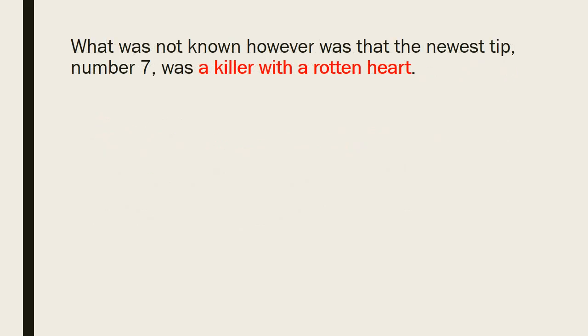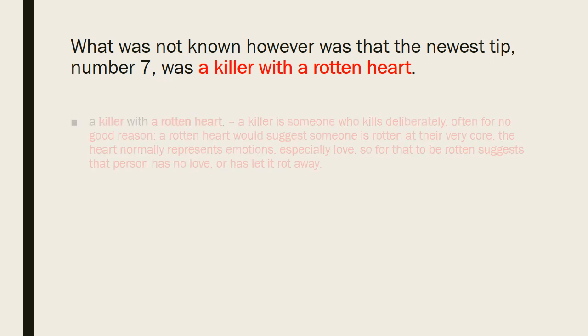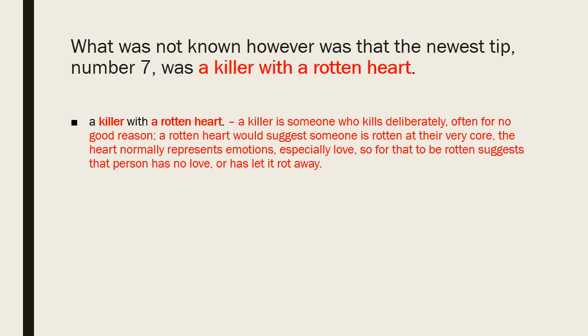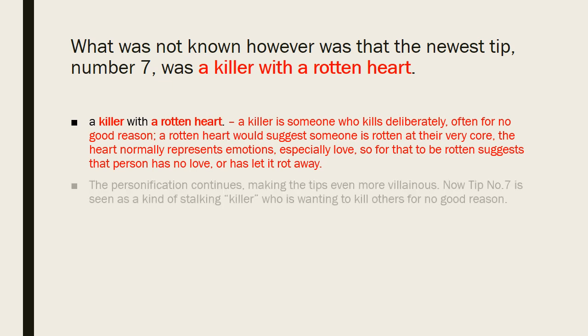Okay, the one that many would go for. But what does it say? What was not known, so this is following on from what was known, what was not known, however, was that the newest tip, number 7, was a killer with a rotten heart. So it talks about one specific tip. It's personifying it as something unknown, an unknown killer. There again is my points about "killer" and "rotten heart." How do I apply one to the other?